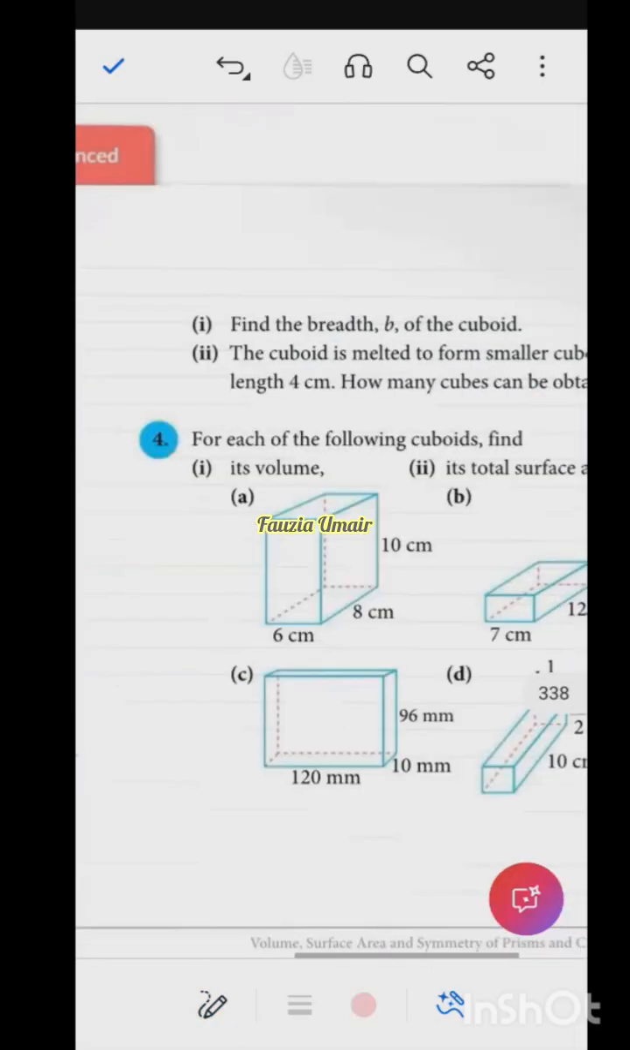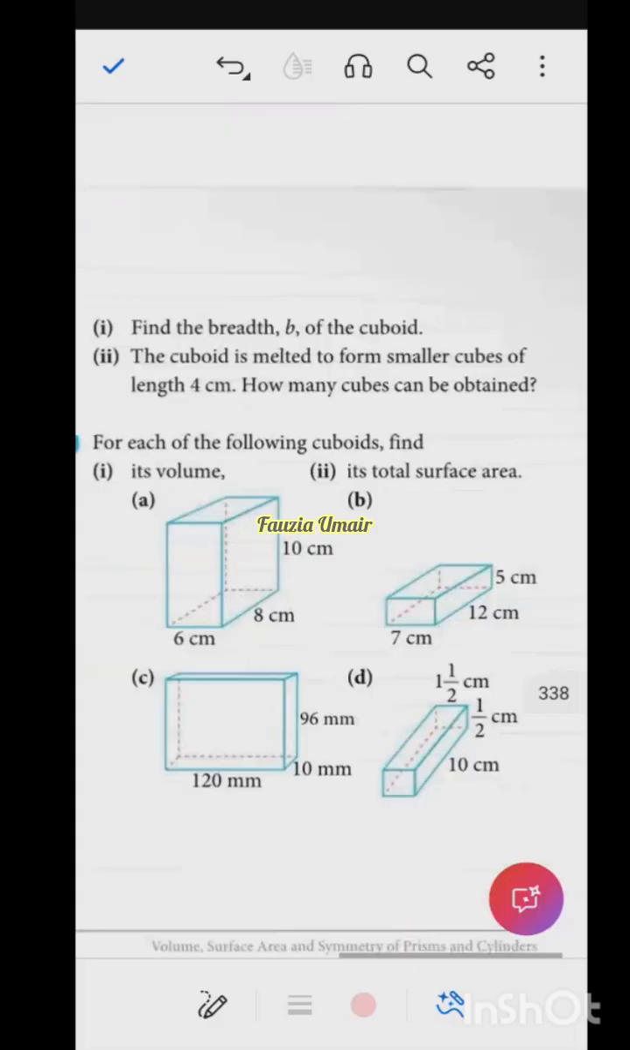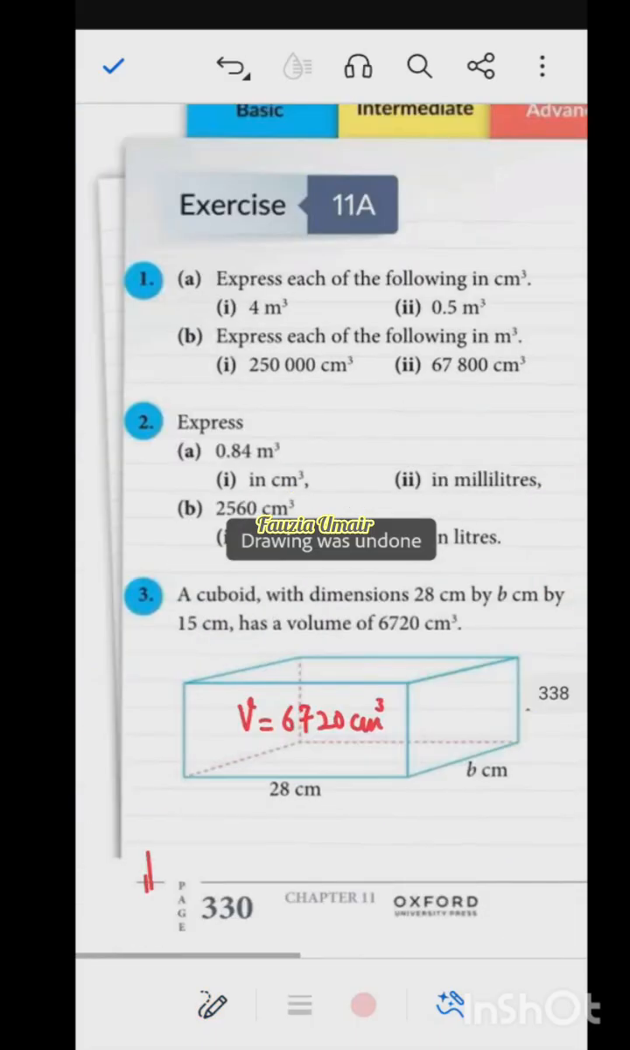So what we need to find out? We need to find out two things. Find the breadth, B, of the cuboid. The cuboid is melted to form smaller cubes of length 4 centimeter. So we need to find out how many cubes can be obtained. Second question मैं बाद में आपको समझाती हूँ. First of all, we need to find out B. So how can we find out B?